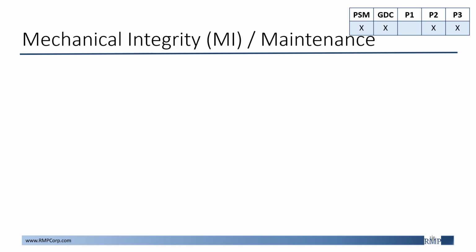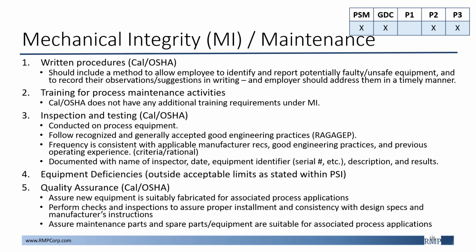Next up, we have mechanical integrity and maintenance. Please bear with me as the slides may look kind of chunky. But first off, you will need a written procedure, which should include a method to allow employees to identify and report potentially faulty and unsafe equipment and to record their observations and suggestions in writing. Employers should address them in a timely manner.